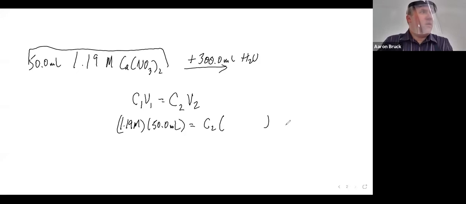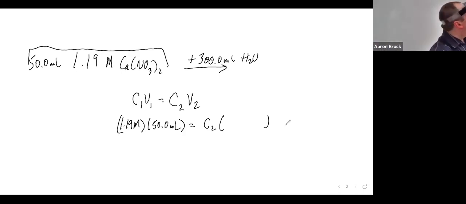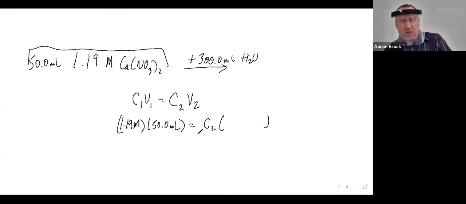Okay, what volume? What is it? It's more than the volume of water. Right. We're adding that much water to this much solution. So it's going to be the grand total of all the volume of this new solution. So it's not just 300, it's 350 milliliters.